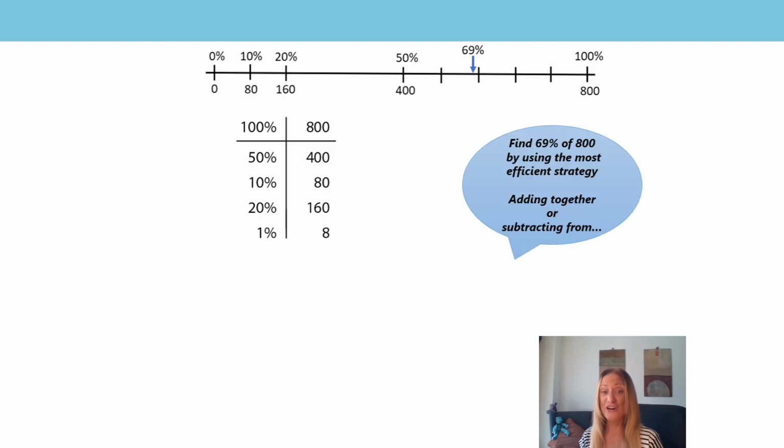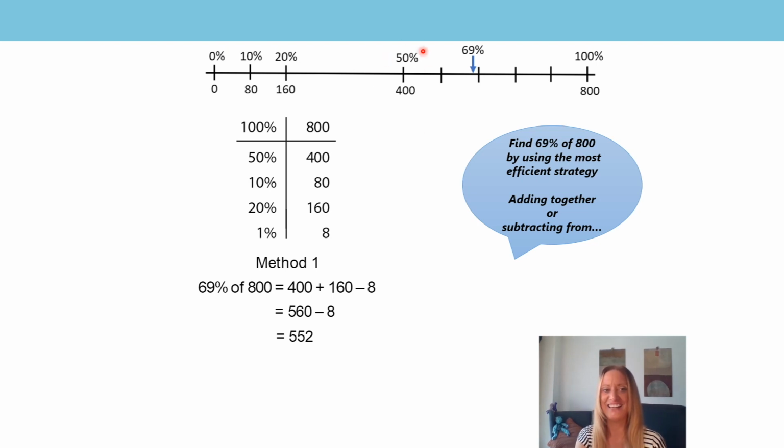How did you get on? There's loads of different strategies, aren't there? So I can add together or I can subtract from, can't I? Let's look at some of the different methods you might have used. So here's method 1. 69% of 800 equals 400 plus 160 subtract 8. So what have they done there? So 400 is 50%. We found that one dead easy, didn't we? And 160 is 20%. So why have they done that?